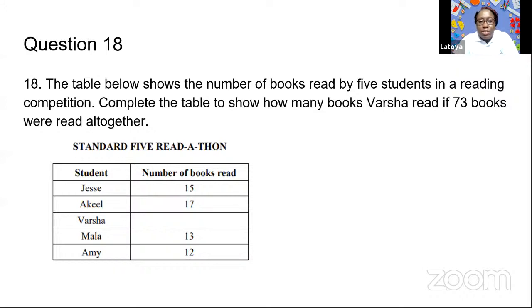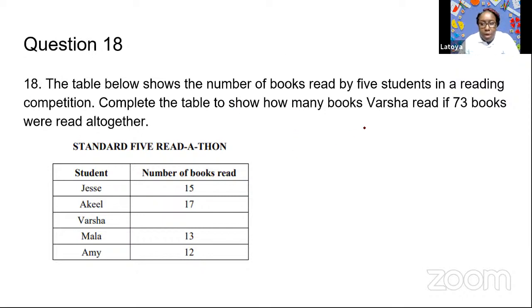The table below shows the number of books read by 5 students in a reading competition. Complete the table to show how many books Vasha read if 73 books were read altogether. It's a very simple question. I'll revisit solids as soon as I'm finished with question number 20, to clear up those who are telling me 6 spaces and those who are telling me 8. We will revisit the properties of solids.